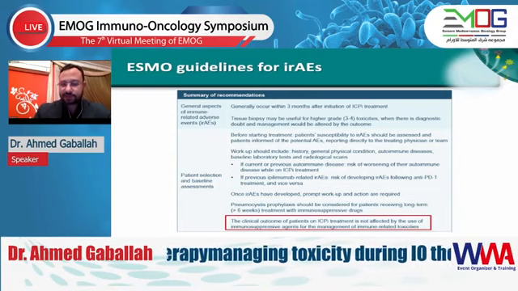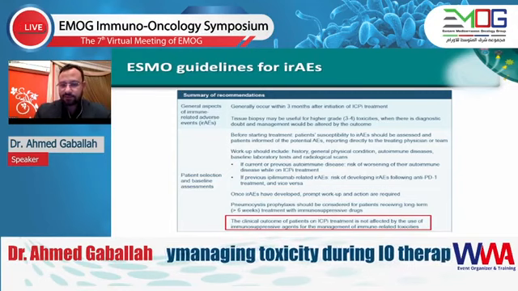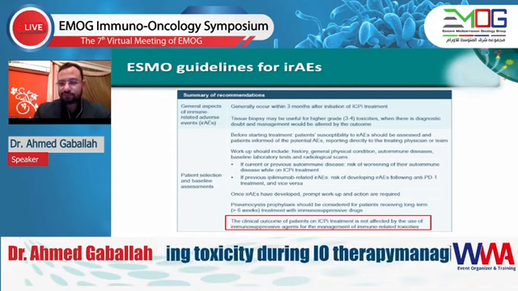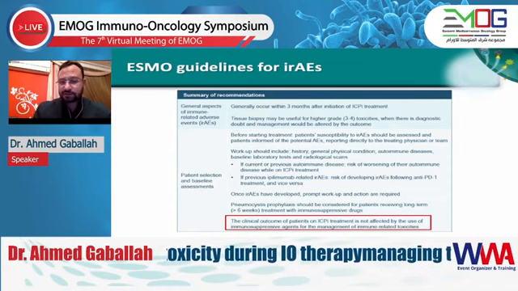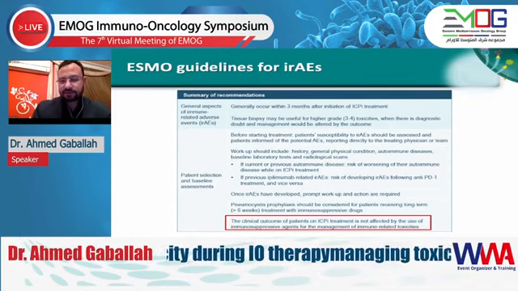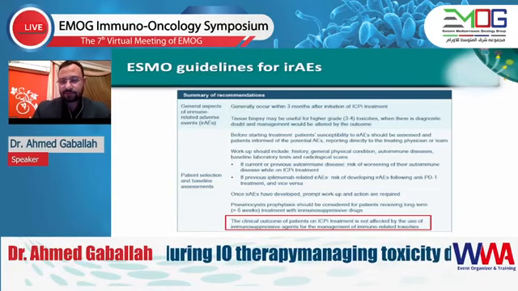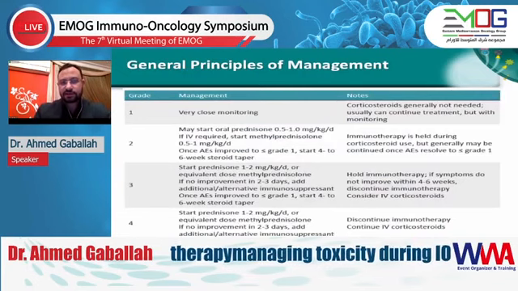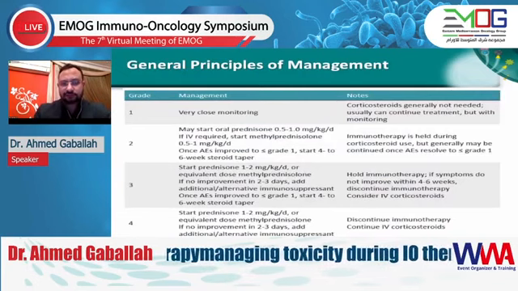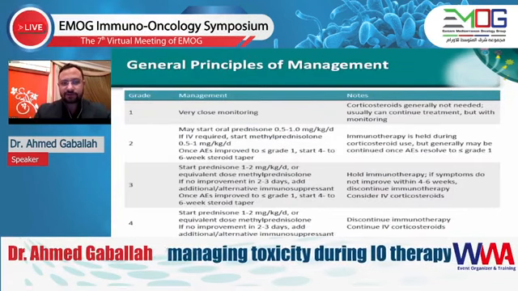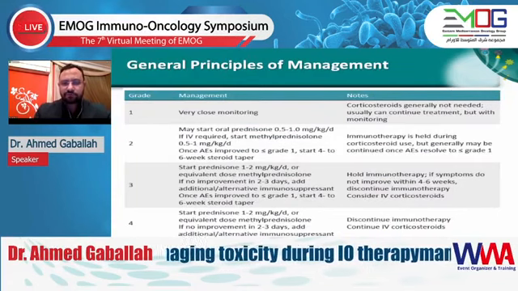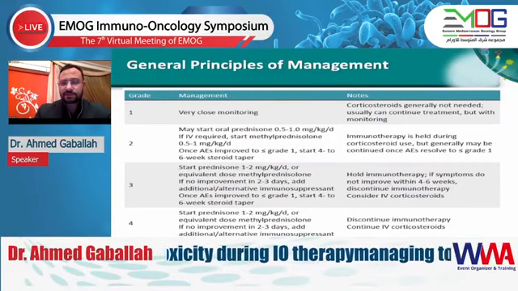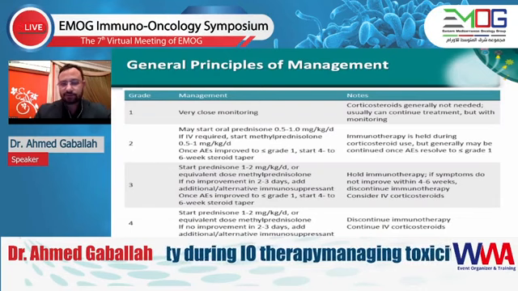They said that the clinical outcome of patients on immunotherapy is not affected by the use of immunosuppressive agents for the management of immune-related toxicities. So during the management of immune-related toxicities, the survival and the efficacy of the immunotherapy will not be affected. We have general guidelines for treating immune-related adverse events based on the grade of the toxicity. If we have a grade 1 toxicity, usually we don't use steroids. We continue our treatment, but we keep the patient under careful monitoring.